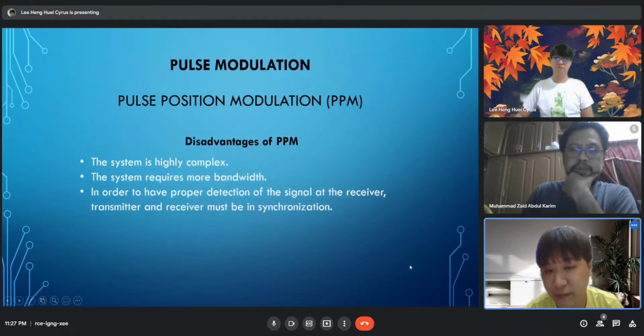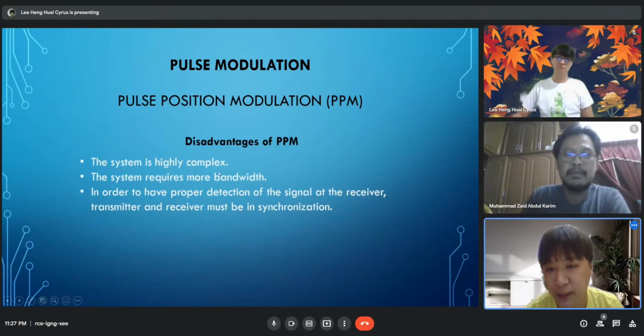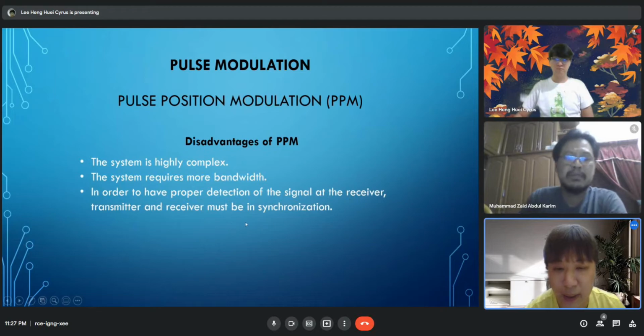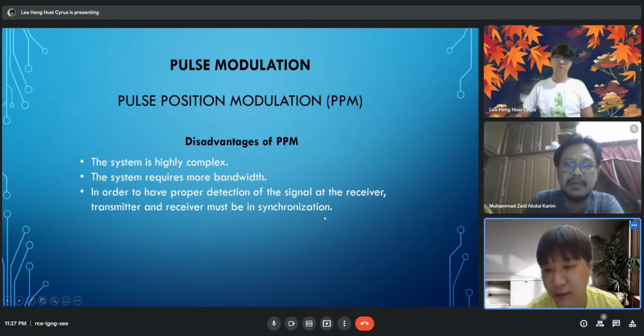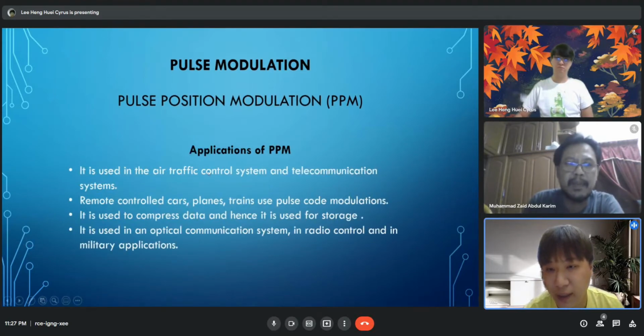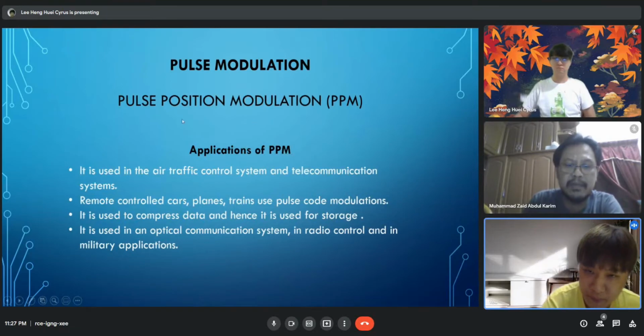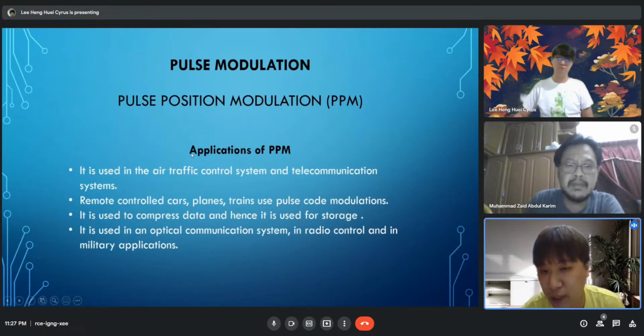Next. And the disadvantage of the PPM is that the system is highly complex and requires more bandwidth. In order to have proper detection of the signal at the receiver, the transmitter and receiver must be synchronized. Next. Okay, this slide is the PPM, pulse position modulation.